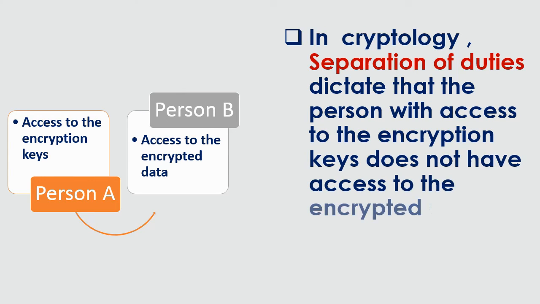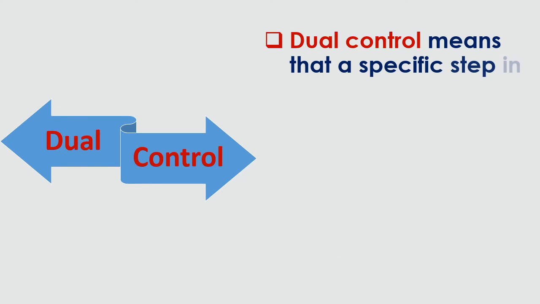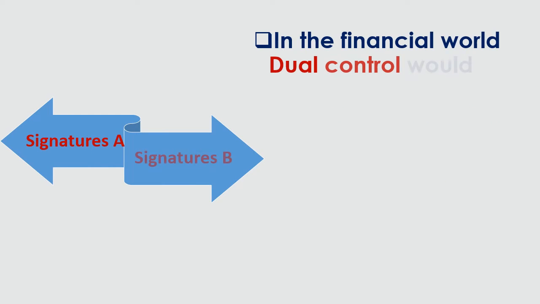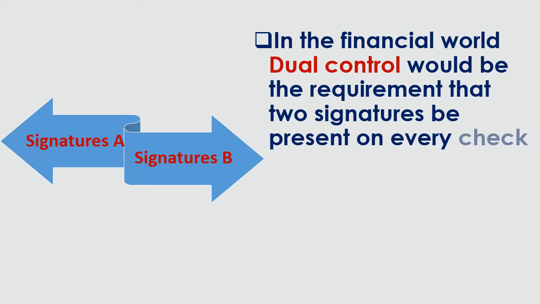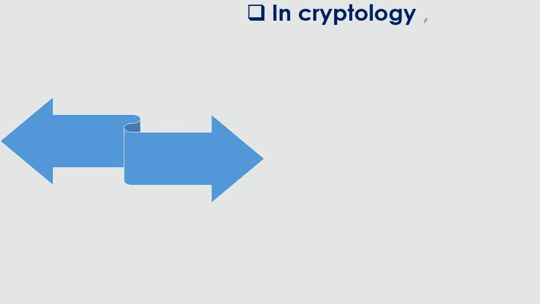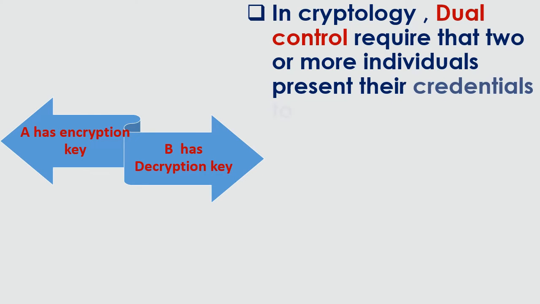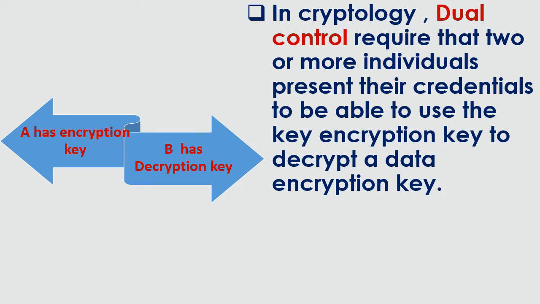In cryptology, separation of duties dictates that the person with access to the encryption keys does not have access to the encrypted data. Dual control means that a specific step in a process requires two or more individuals. In the financial world, dual control would be the requirement that two signatures be present on every check. In cryptology, dual control requires that two or more individuals present their credentials to be able to use the key encryption key to decrypt the data encryption key.